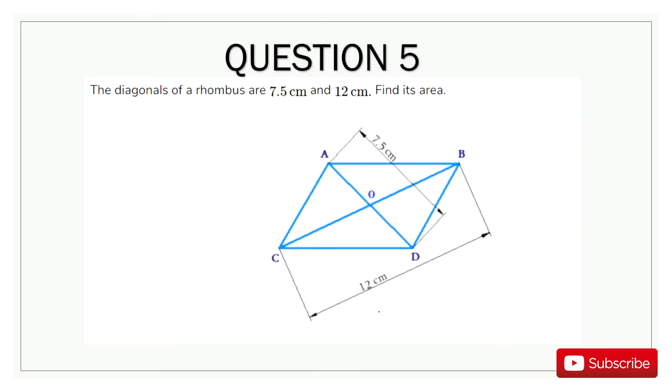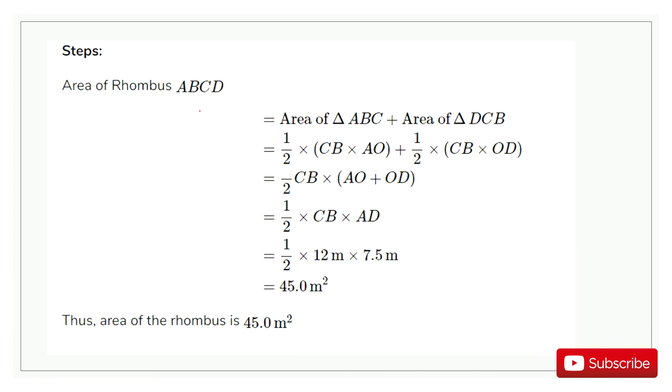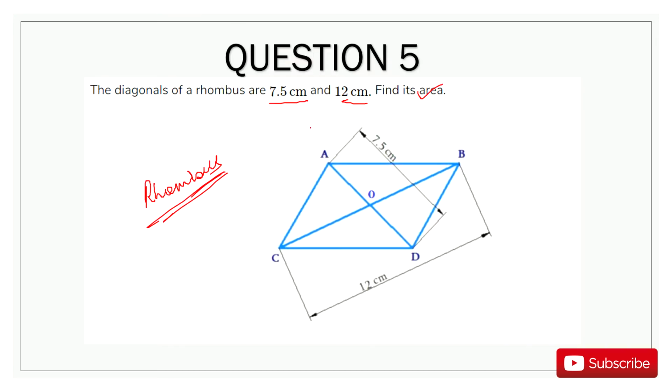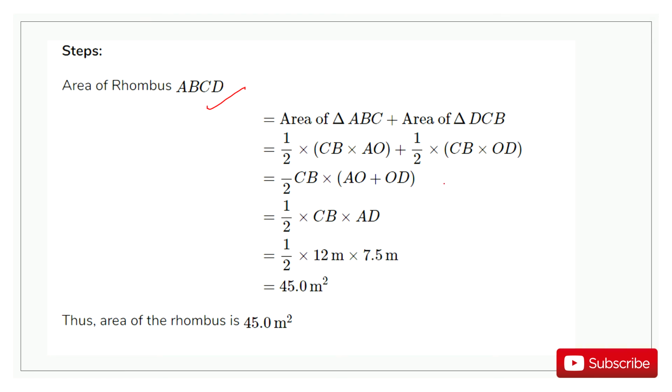Alright, let's begin question number 5. The diagonals of the rhombus are 7.5 centimeters and 12 centimeters. Find the area. Now this is the shape of a rhombus. The area of a rhombus is found by adding two triangles: triangle ABC plus triangle DCB.